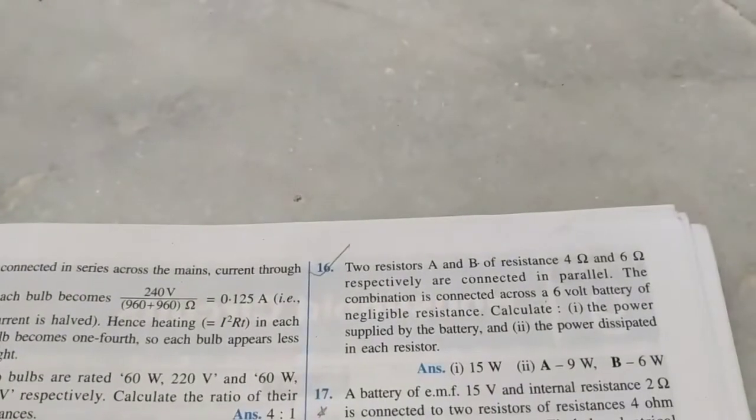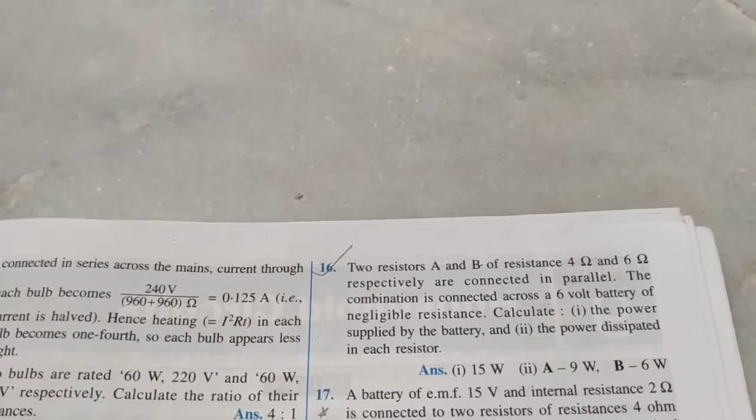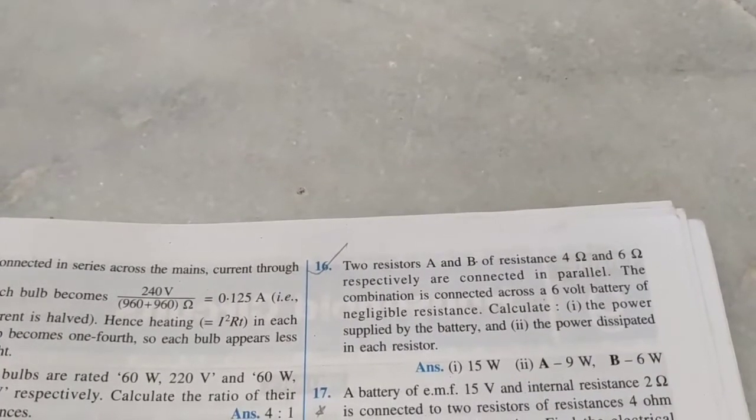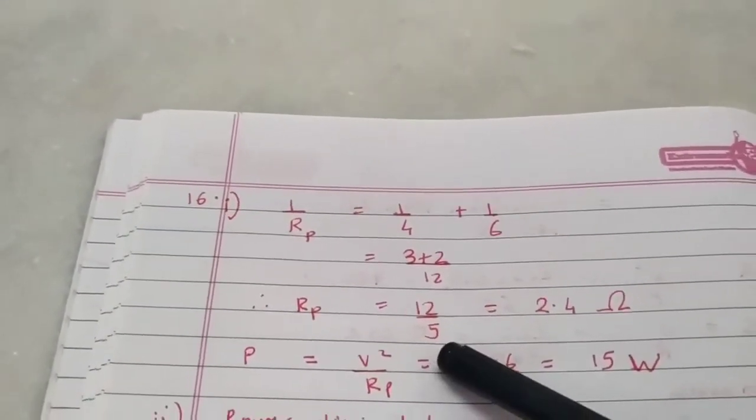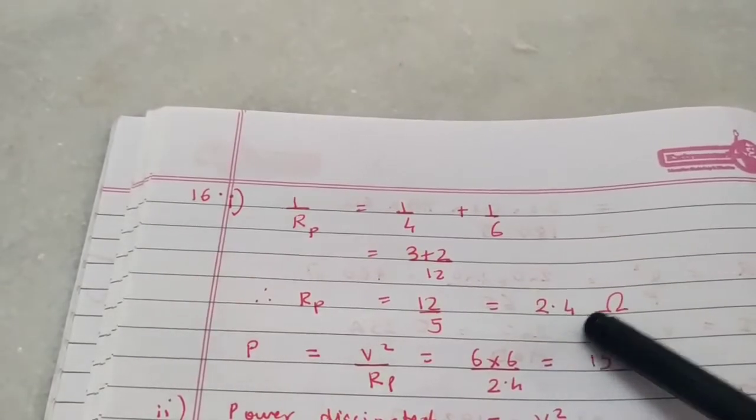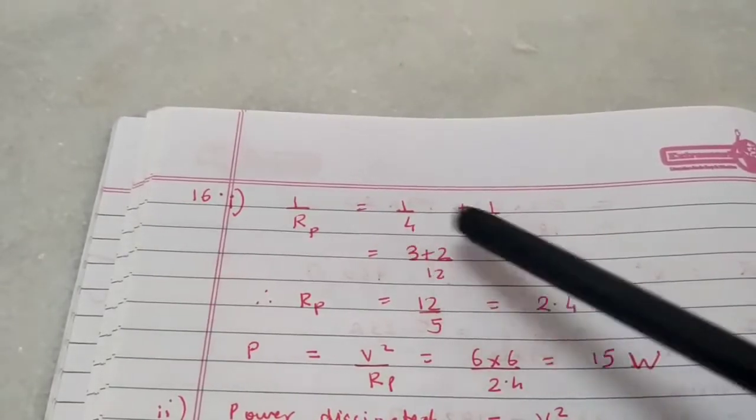Now in the 16th sum, there are two resistors A and B and they are connected in parallel. And the voltage is 6 volts. First calculate the power. To do that, we should first calculate the total resistance in parallel. So we use the formula 1 upon Rp is 1 upon 4 plus 1 upon 6. Remember to do the reciprocal in the end to get the final resistance as 2.4 ohm, which is clearly smaller compared to the individual resistances.